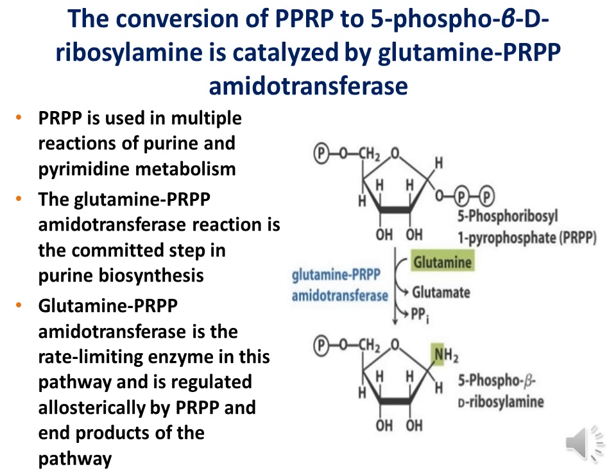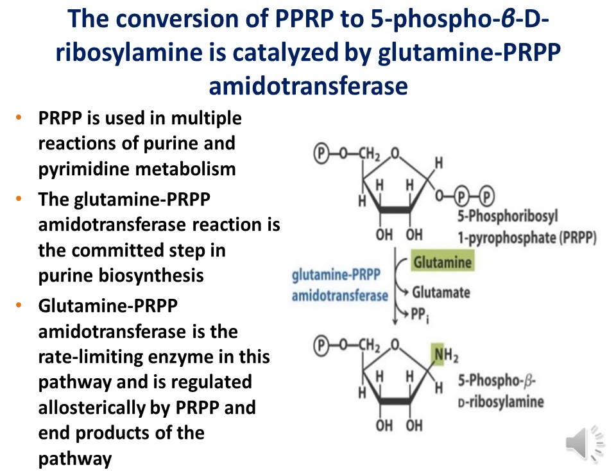This slide shows the first step in the construction of a purine ring. This enzymatic step is the conversion of PRPP to 5-phospho-beta-D-ribosylamine. This reaction is catalyzed by glutamine PRPP aminotransferase.